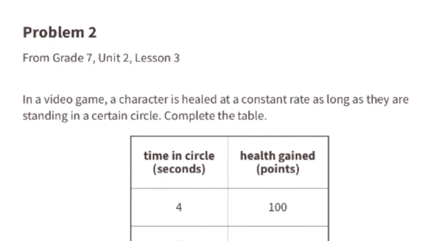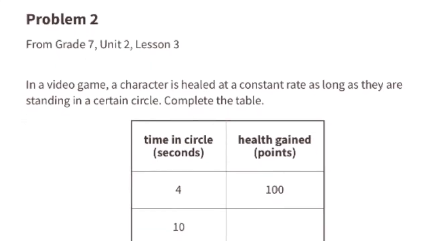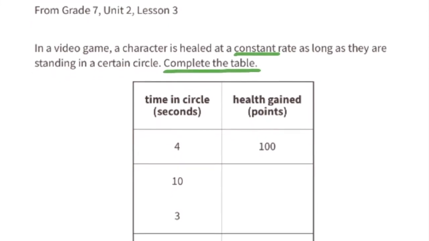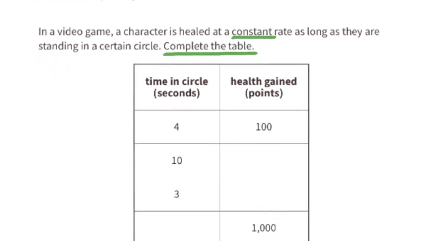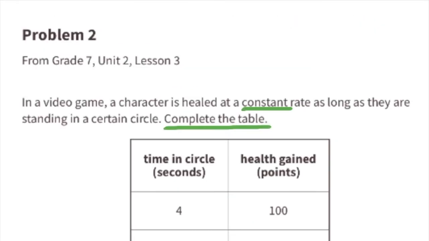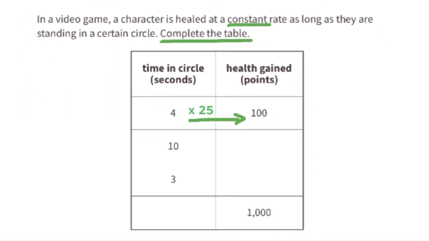Problem number 2 from 7th grade Unit 2, Lesson 3. In a video game, a character is healed at a constant rate as long as they are standing in a certain circle. Complete the table. The left-hand column of this table is time in the circle in seconds, and the right-hand column is health gained in points. 100 points gained divided by 4 seconds in the circle equals 25.